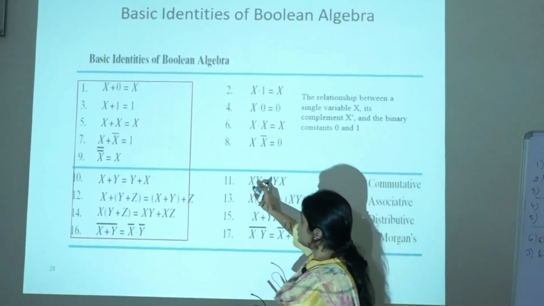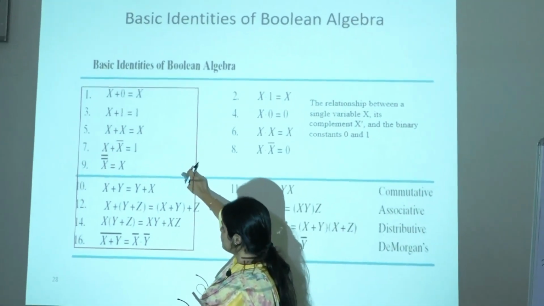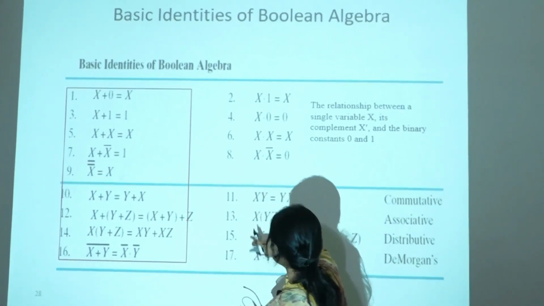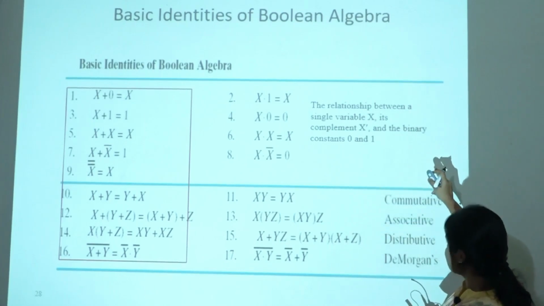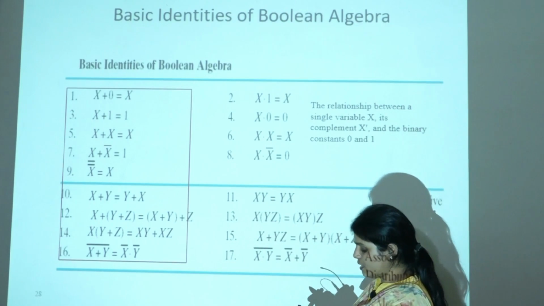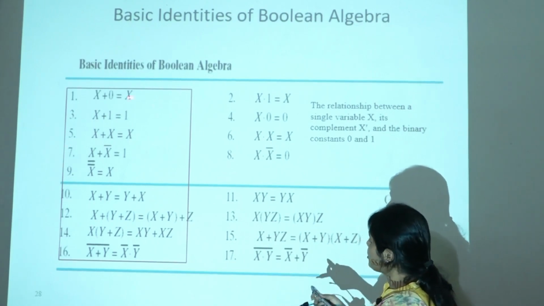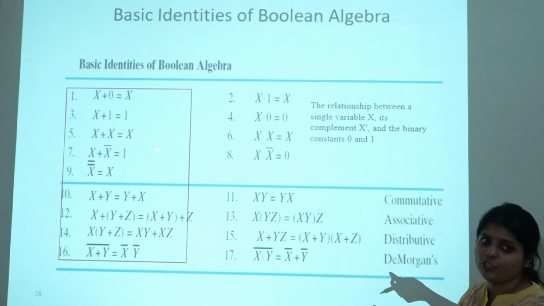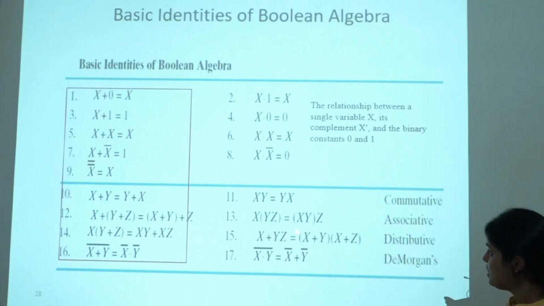These are 17 basic identities altogether, which we have classified into 2 classes, 9 of them being relationships of a single variable. As you can see, the first 9 represent the operations on a single variable x. I don't have y here, x with different operations, whereas the second half, 10 to 17, are with two different variables.